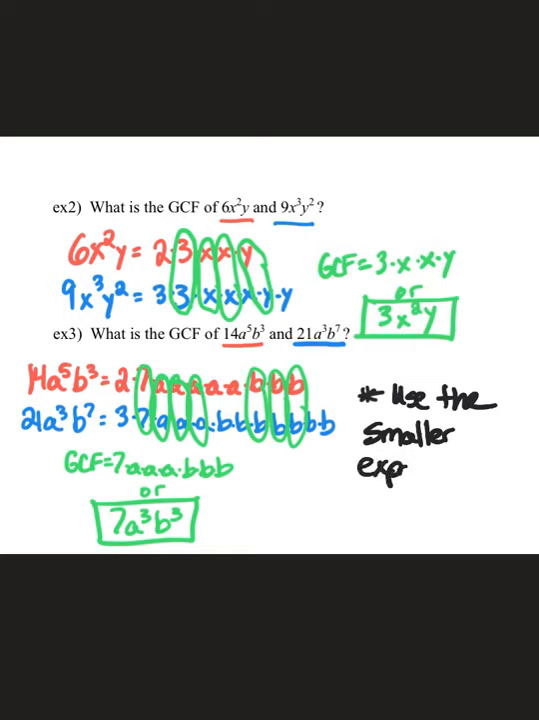So we're always going to use the smaller exponent in our GCF, specifically when it comes to variables. That's going to be our shortcut.